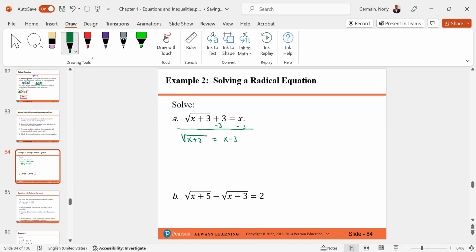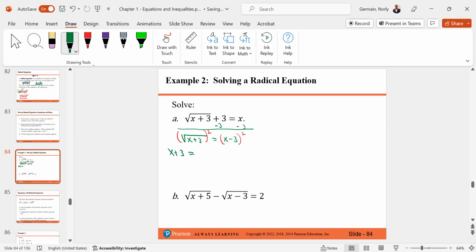Now, the square root is a big problem. We cannot combine like terms here. We need to get rid of the roots. Because it says square root, we raise both sides to power 2; if it said cube root, we would raise both sides to power 3. When you raise a square root to power 2, the root is gone. We have only x plus 3 left on the left side.